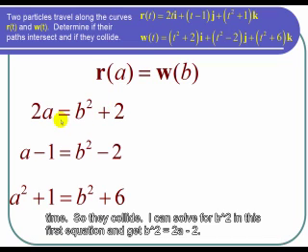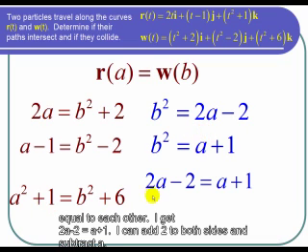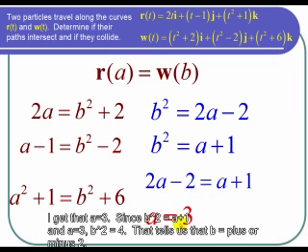So I can solve for b squared in the first equation and get b squared equals 2a minus 2. And in the second equation, I can add 2 and get b squared is equal to a plus 1. They're both b squared, so I can set them equal to each other, and I get 2a minus 2 is equal to a plus 1. I can add 2 to both sides and subtract a, and I get that a equals 3. Since b squared is a plus 1 and a is 3, b squared is 4. So that tells us that b is equal to plus or minus 2.